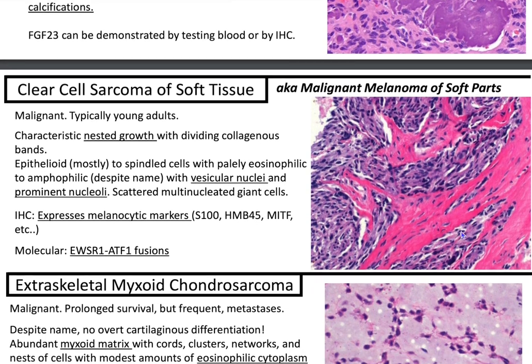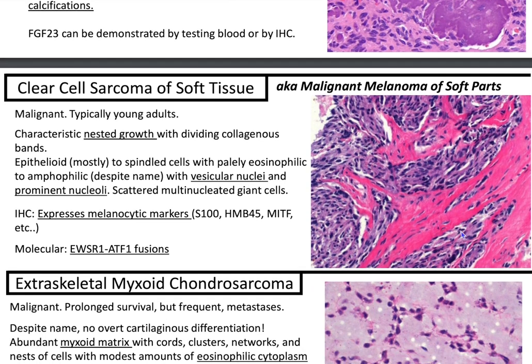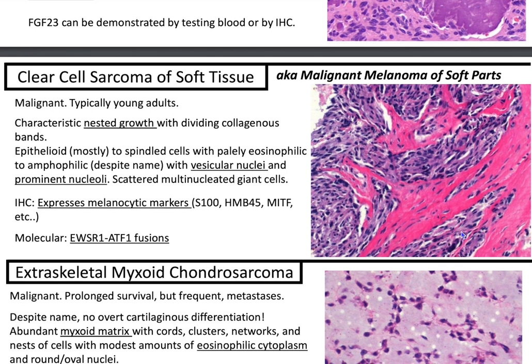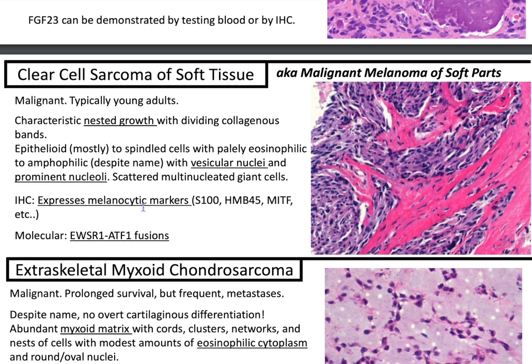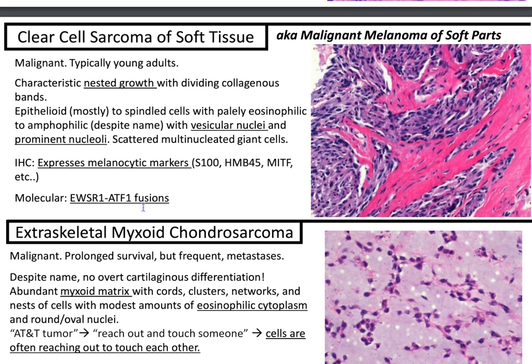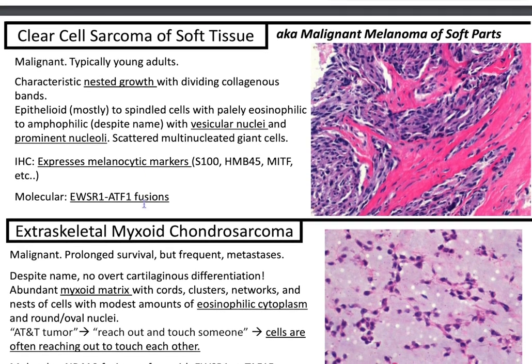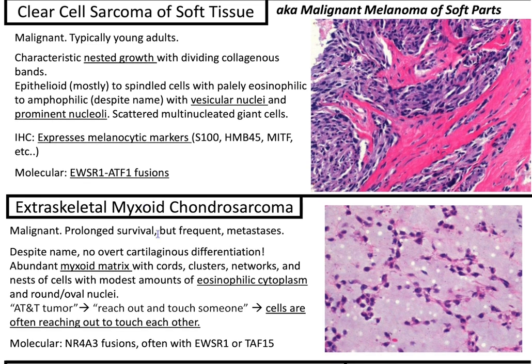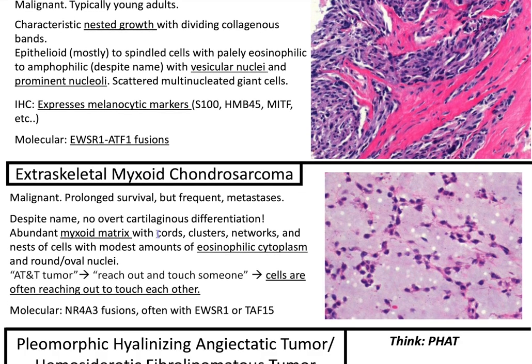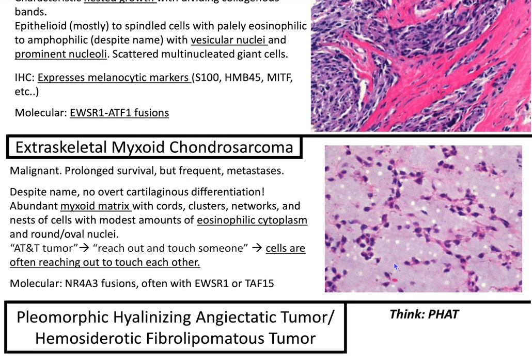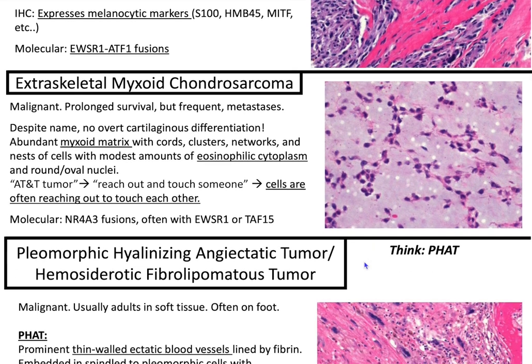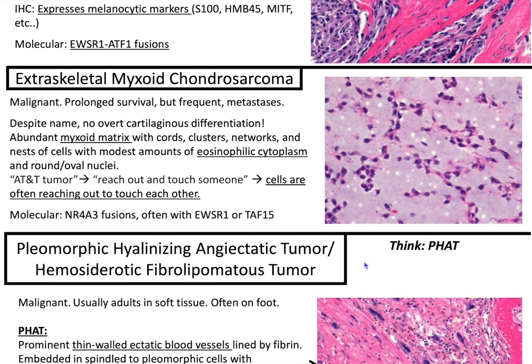Clear cell sarcoma of soft tissue, aka malignant melanoma of soft parts, not necessarily clear sometimes, can have that amphophilic cytoplasm, expresses melanocytic markers, and molecularly is EWSR1-ATF1. Extraskeletal myxoid chondrosarcoma, no overt cartilaginous differentiation, has this abundant myxoid matrix, a net-like tumor where the cells are reaching out and touching each other. Defined by the NR4A3 fusion, often with EWSR1 or TAF15.